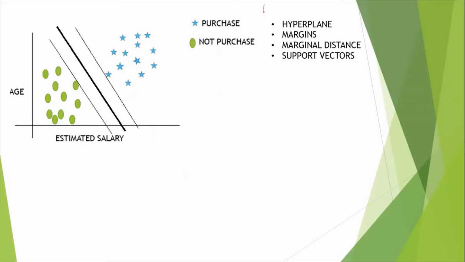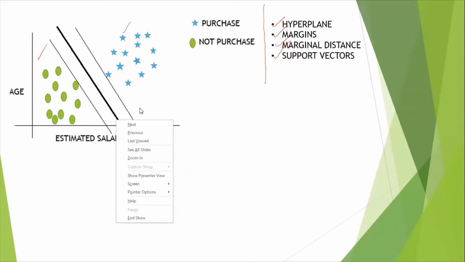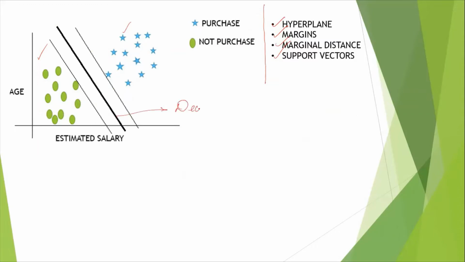See, we have to concentrate on these four topics. First of all, like I've told you, I have to classify between these two kinds of points, that is circle and star. For that, I have to draw a decision boundary. This thick line is called the decision boundary. This is also called the hyperplane.